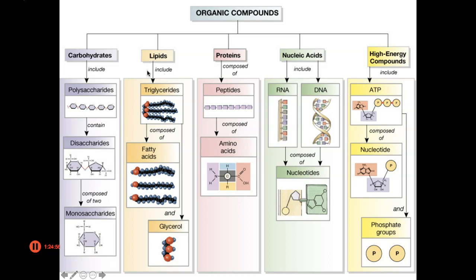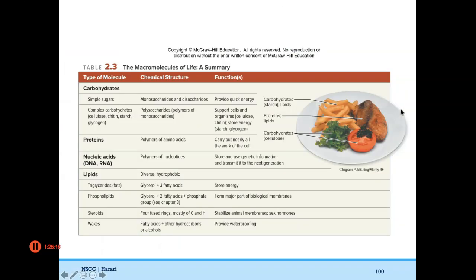Lipids include fats and oils that are made of triglycerides, that are made of fatty acids and glycerol. Proteins are composed of peptides, which are made up of amino acids. Nucleic acids include RNA and DNA, which are composed of nucleotides. And ATP is also made up of a special nucleotide with three phosphate groups. So here's a good summary slide to review with.